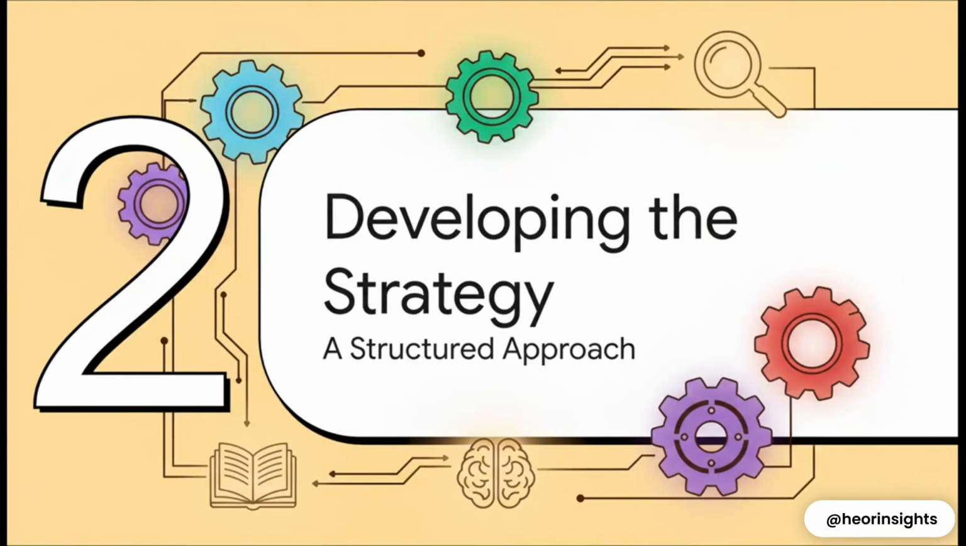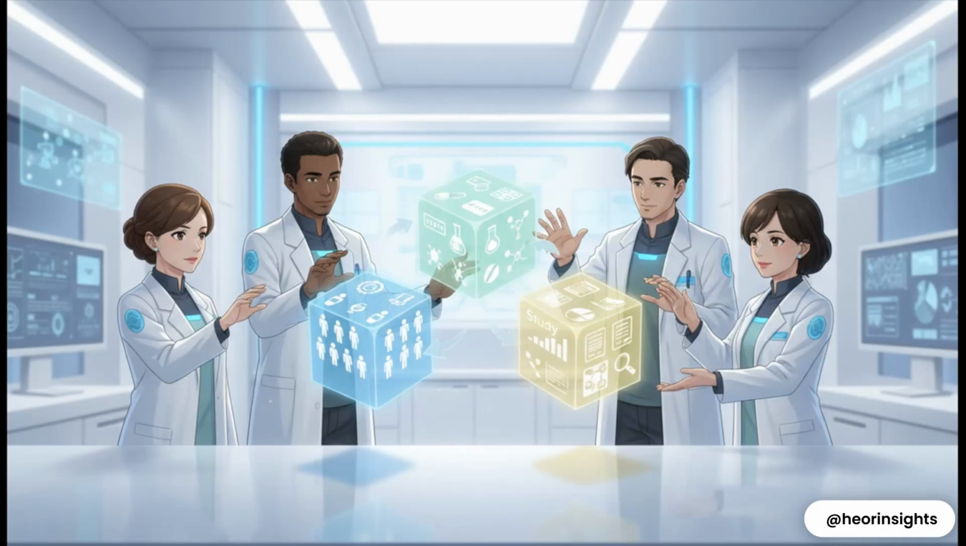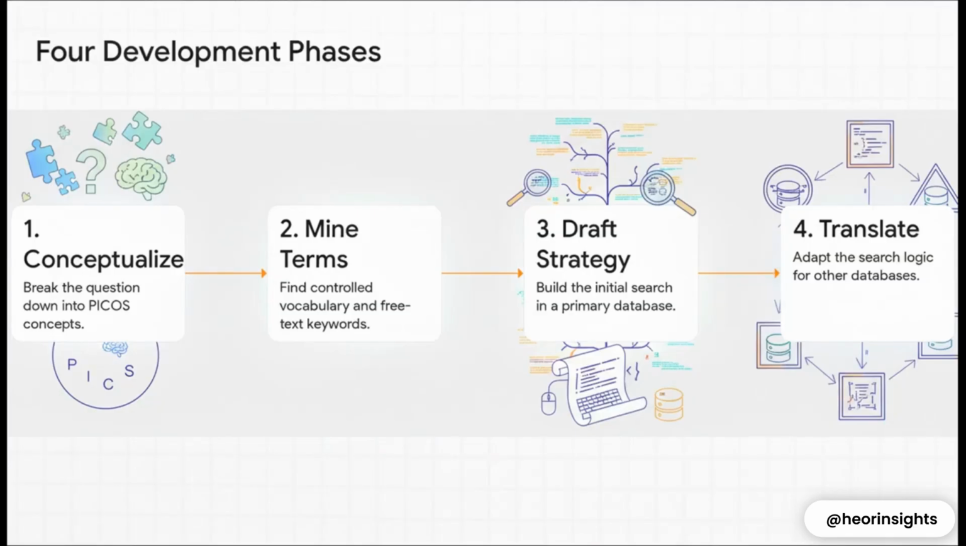Okay, now let's outline the structured four-phase process for actually developing one of these search strategies. The core methodology we use is called the block building approach. It's pretty intuitive. Each main concept from your research question is developed as its own separate block of search terms before you combine them all at the end. The process starts by conceptualizing your research question using the PICOS framework. That's population, intervention, comparators, outcomes, and study design. From there, you identify your search terms, draft the master strategy in a primary database like Medline, and then finally, you translate that strategy so it works in other databases.